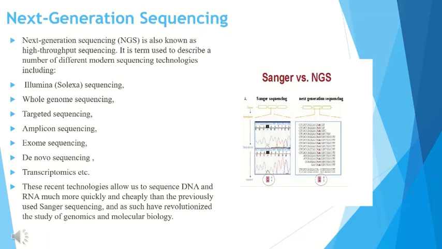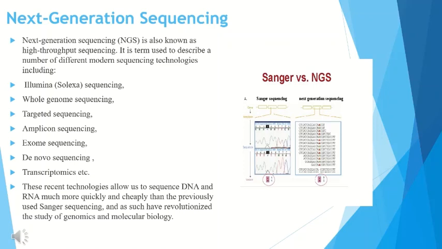And now, next generation sequencing, or NGS, is also known as high throughput sequencing. It is a term used to describe a number of different modern sequencing technologies, including Illumina sequencing, whole exome sequencing, targeted sequencing, amplicon sequencing, exome sequencing, de novo sequencing, transcriptomics, and etc.